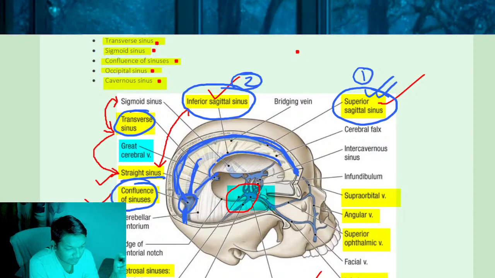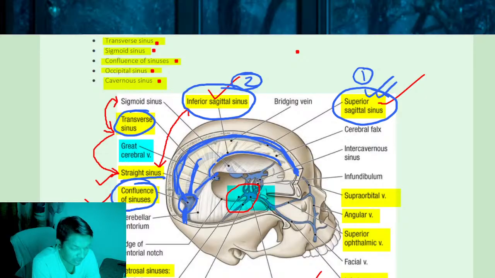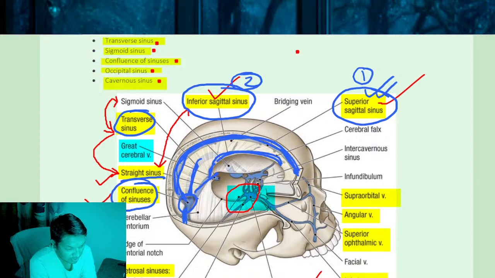From the straight sinus, we have the great cerebral vein. Great cerebral vein, no need to remember now, just remember up to here. So we have the superior sagittal sinus, inferior sagittal sinus, transverse sinus, and confluence of sinuses, straight sinus.